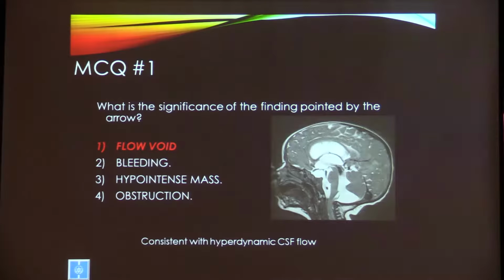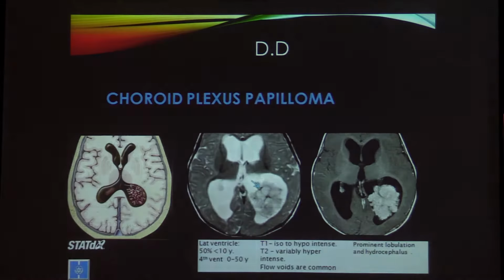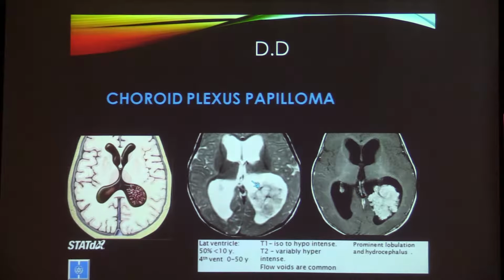When we are dealing with the differential diagnosis of intraventricular masses, besides the radiologic characteristics of the lesion, it's extremely important to take into account the age of the patient and the exact location of the lesion. In our case, the lesion is located in the lateral ventricle, so we will see why it's important later on. Let's see some of the possibilities of the differential diagnosis. The first one is a choroid plexus papilloma.